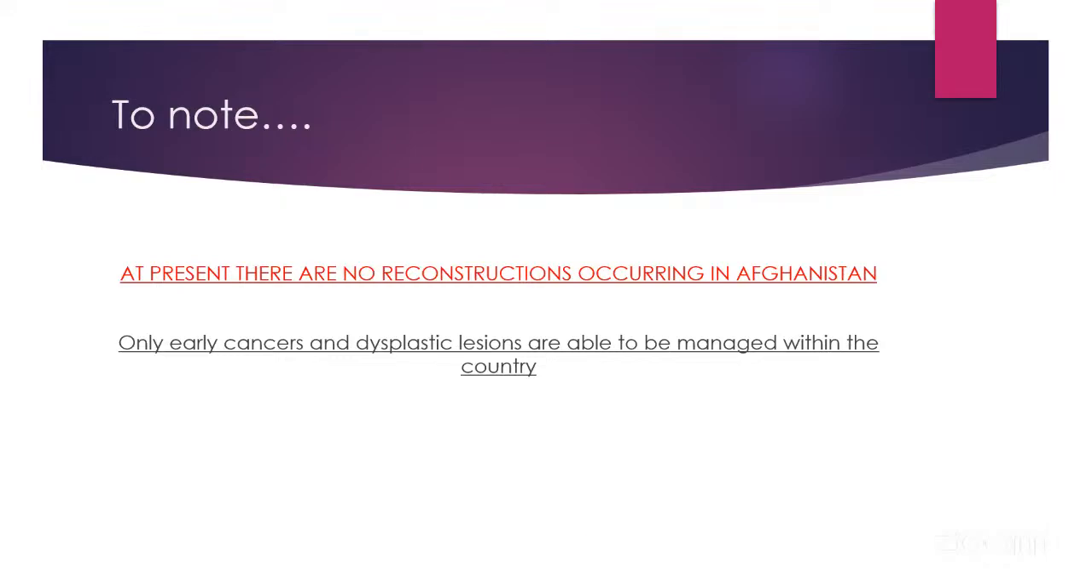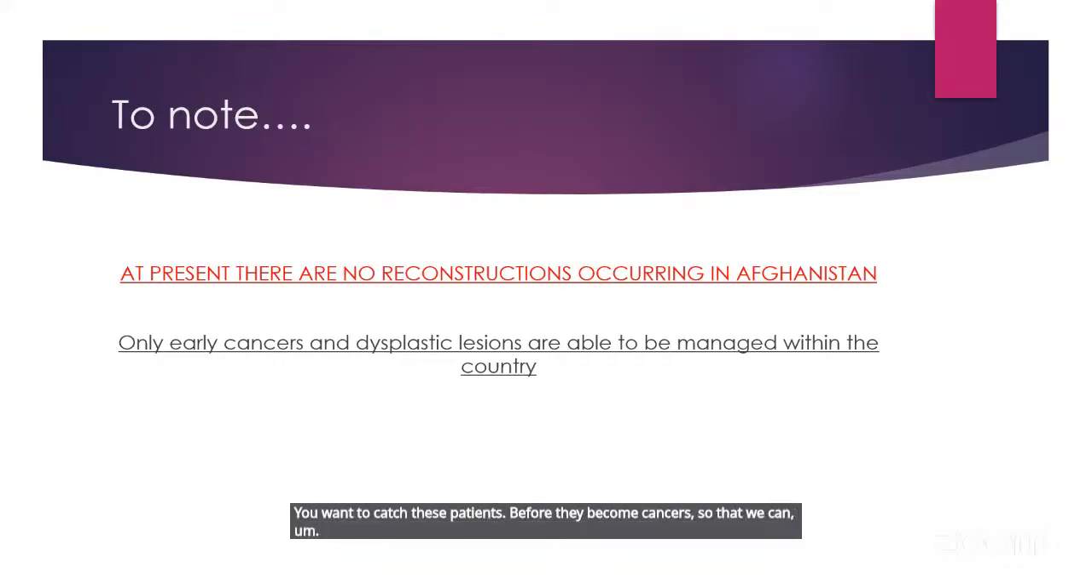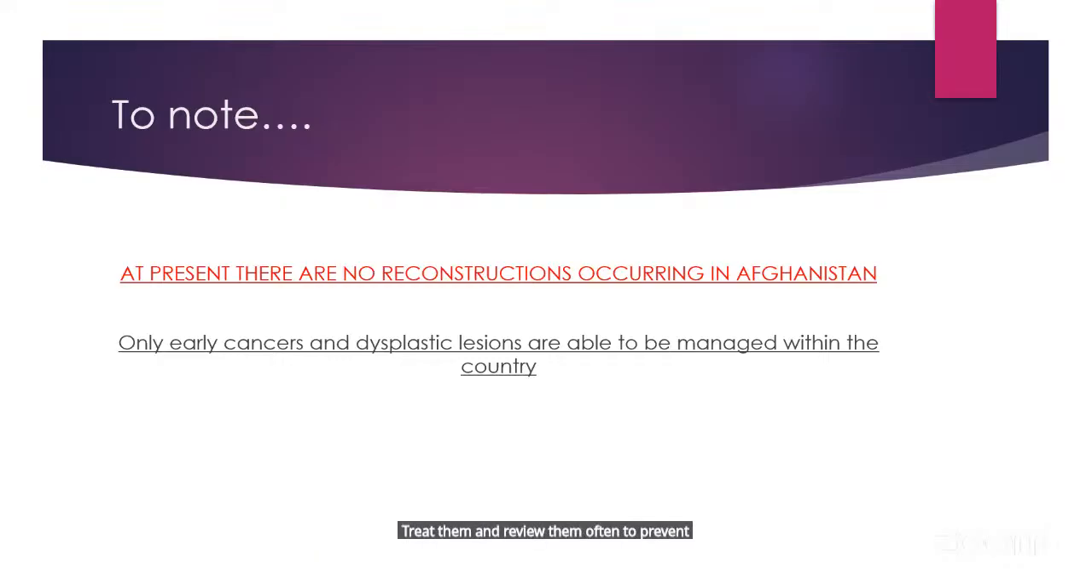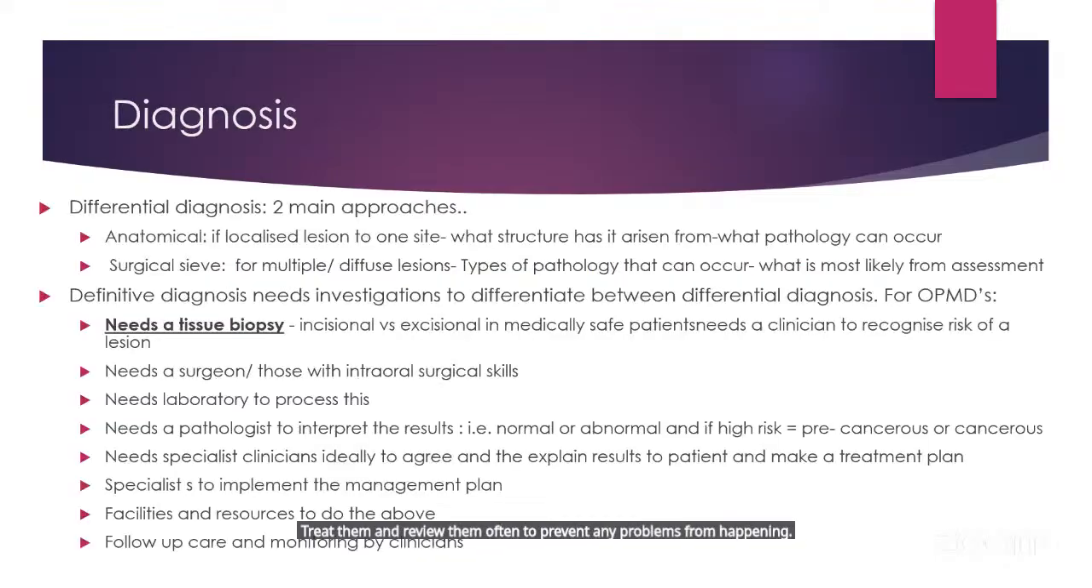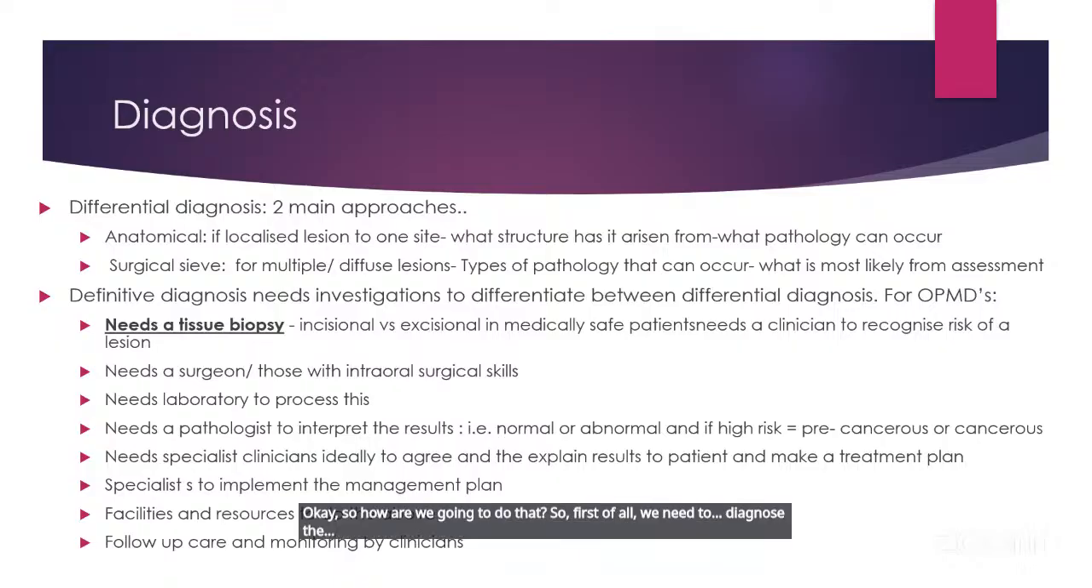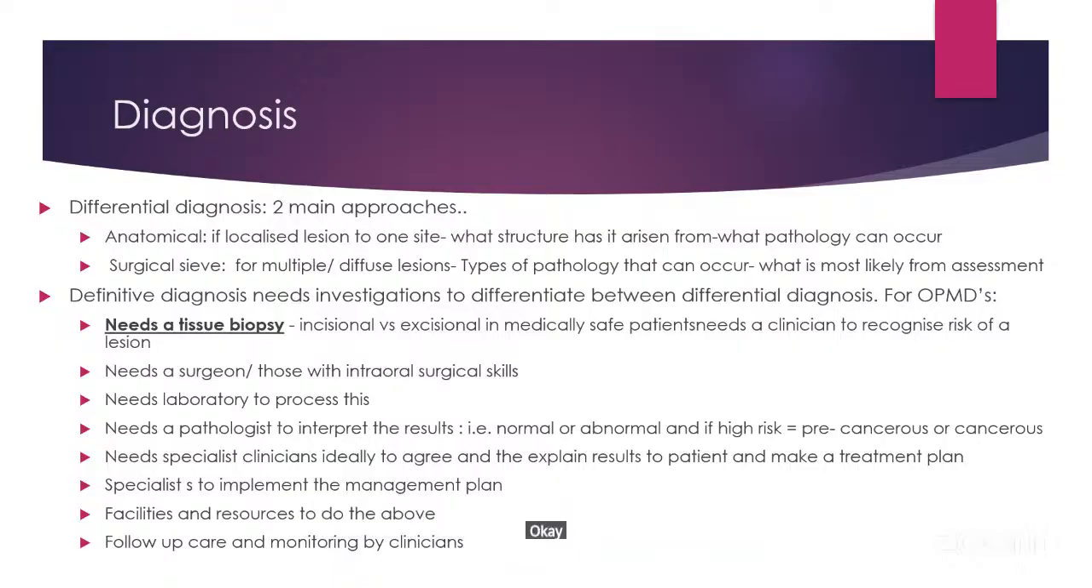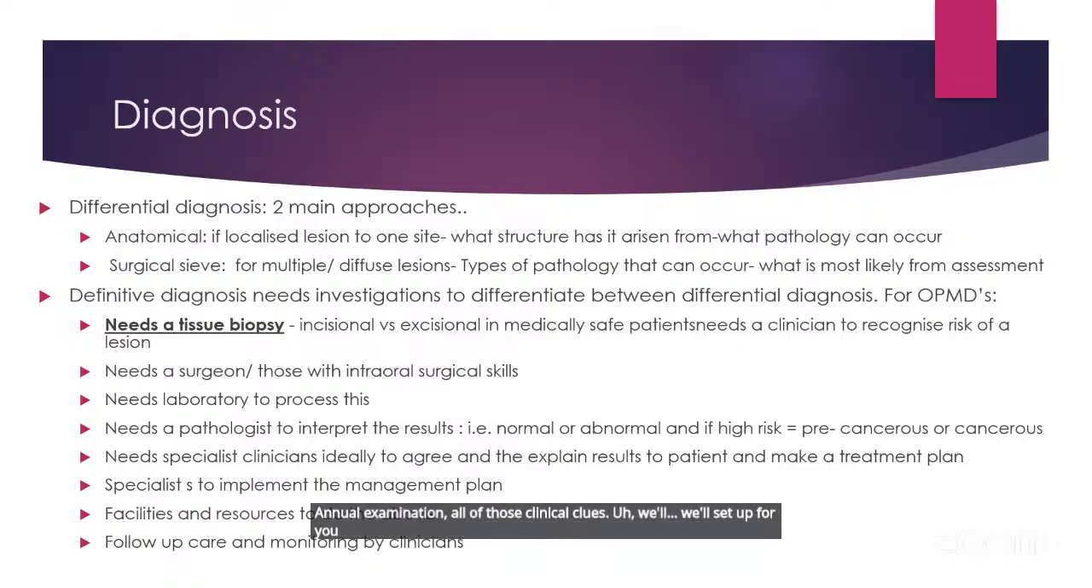You want to catch these patients before they become cancers, so that we can treat them and review them often to prevent any problems from happening. Okay, so how are we going to do that? So first of all, we need to diagnose what the lesion is that is being presented. Okay, so there's two ways of doing that in your mind. When you have done your history and your examination, all of those clinical clues will set up for you what could be the cause of this.